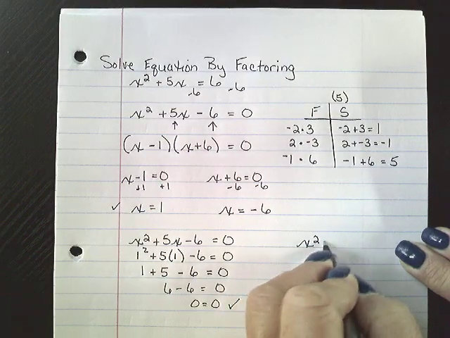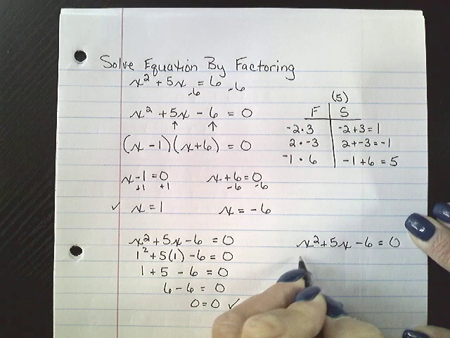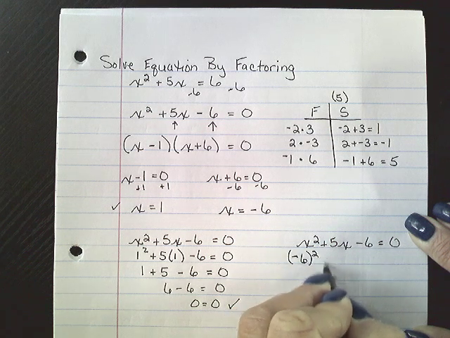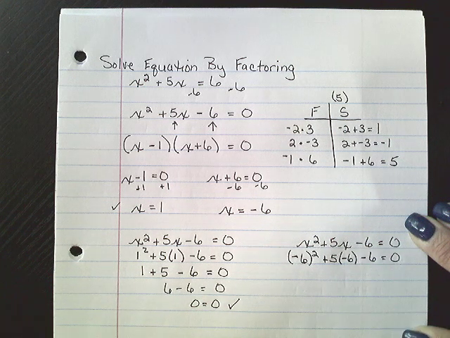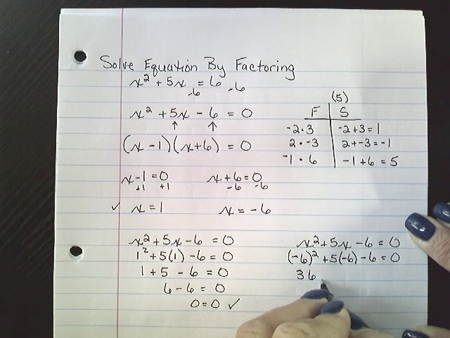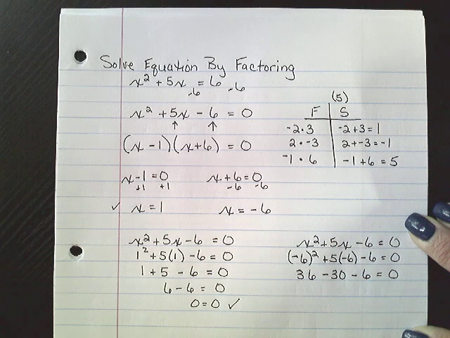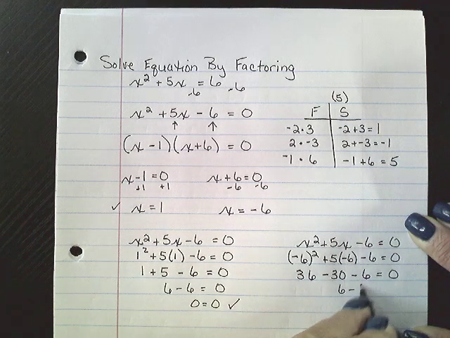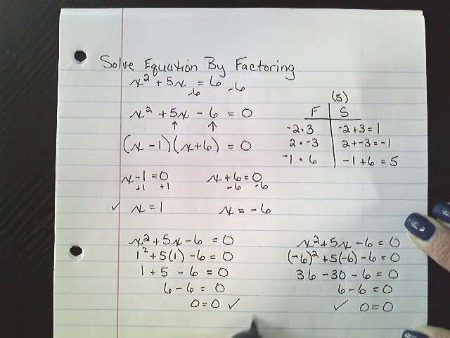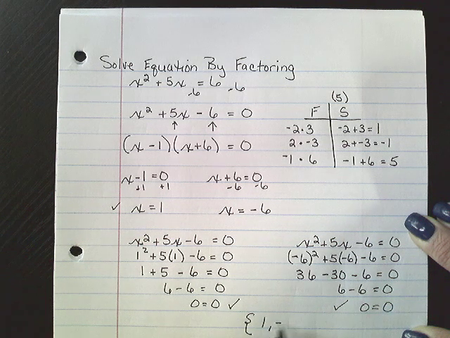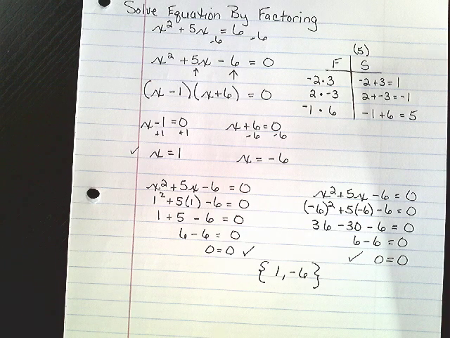x squared plus 5x minus 6 equals 0. Negative 6 squared plus 5 times negative 6 minus 6 equals 0. 36 minus 30 minus 6 equals 0. 36 minus 30 is 6, minus 6. 0 equals 0. So therefore, the solution set is going to be 1, negative 6. Both of those numbers satisfy that equation.